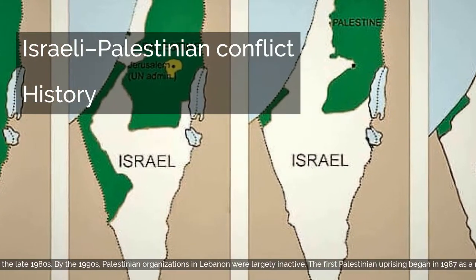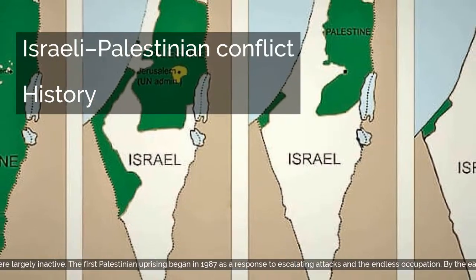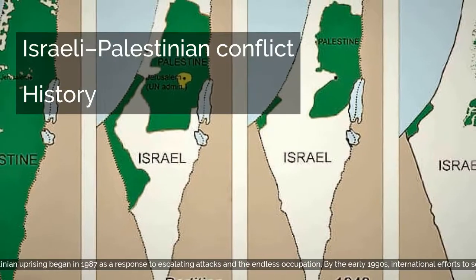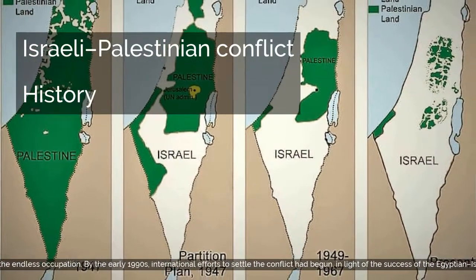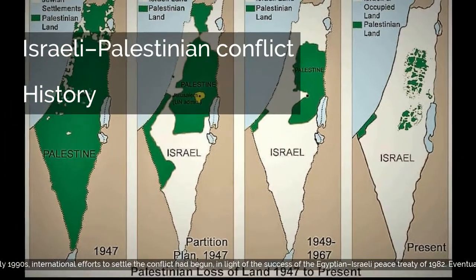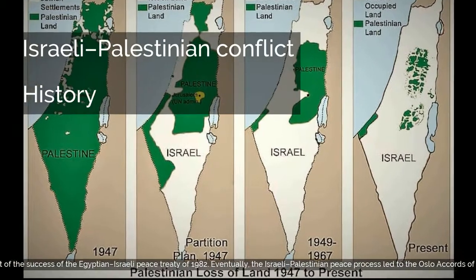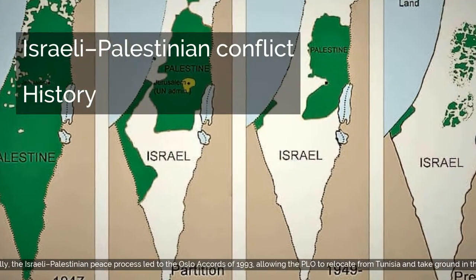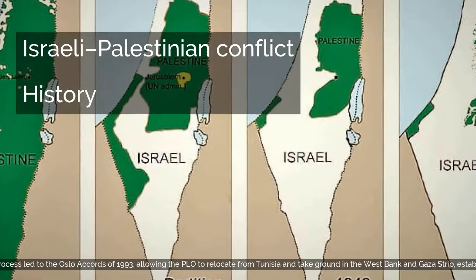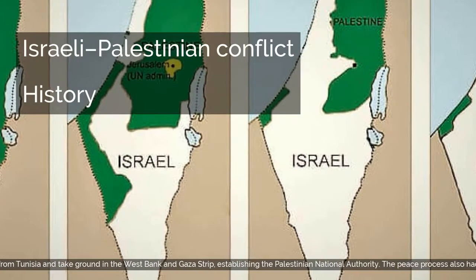The first Palestinian uprising began in 1987 as a response to escalating attacks and the endless occupation. By the early 1990s, international efforts to settle the conflict had begun, in light of the success of the Egyptian-Israeli Peace Treaty of 1979. Eventually, the Israeli-Palestinian peace process led to the Oslo Accords of 1993, allowing the PLO to relocate from Tunisia and take ground in the West Bank and Gaza Strip, establishing the Palestinian National Authority.